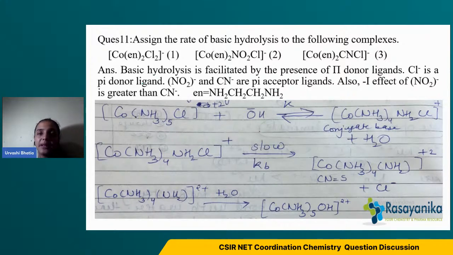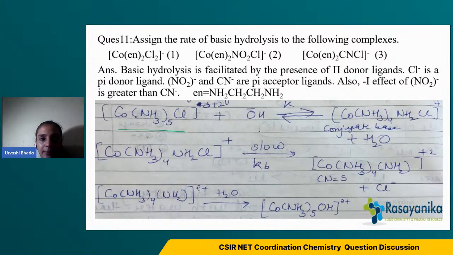So basic hydrolysis is facilitated by the presence of pi donor ligands. I'll explain this here. Cl minus is a pi donor ligand. NO2 minus and CN minus are pi acceptor ligands. Also, the minus I effect of NO2 minus is greater than CN minus. En is basically ethylenediamine, you know this. Okay, this is en.